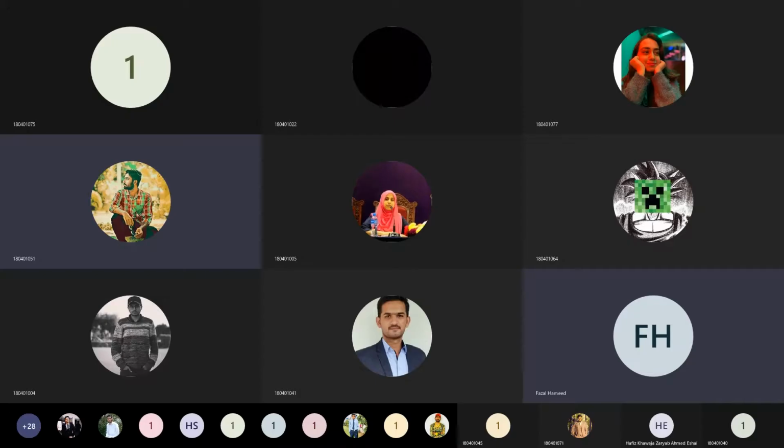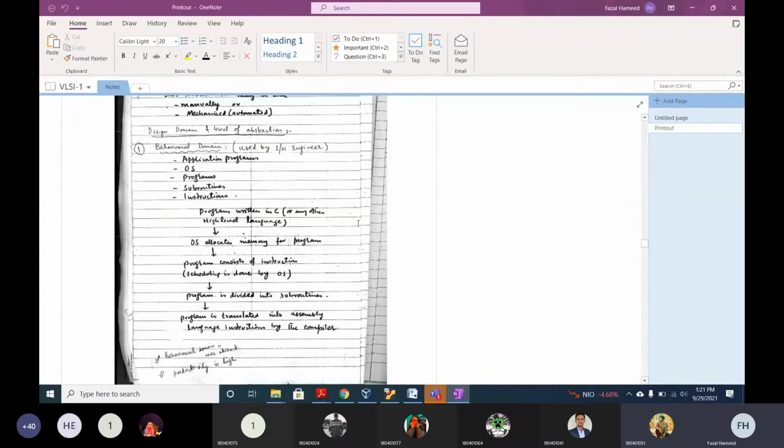So now this is our first lecture of VLSI design, and in VLSI design we will study the different techniques of VLSI design. We will study how we can design a system at different levels of abstraction. We will design a system at the transistor level, at the structure level, at the gate level, and we will also design the system at a behavioral level.